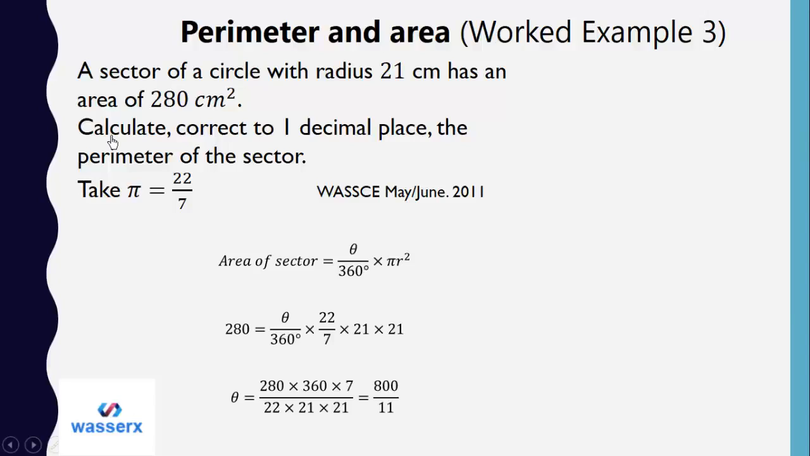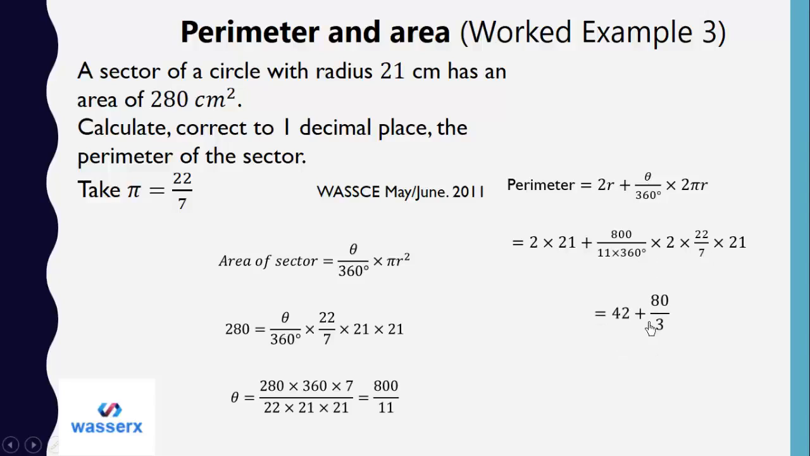Next, we find the perimeter of the sector. We know perimeter is equal to 2 radii plus theta over 360 times 2 pi r. So we sub in the values. We know the theta to be 800 over 11. So this will give us this. Now we simplify this to obtain something like this. 68.7 centimeters to 1 decimal place.